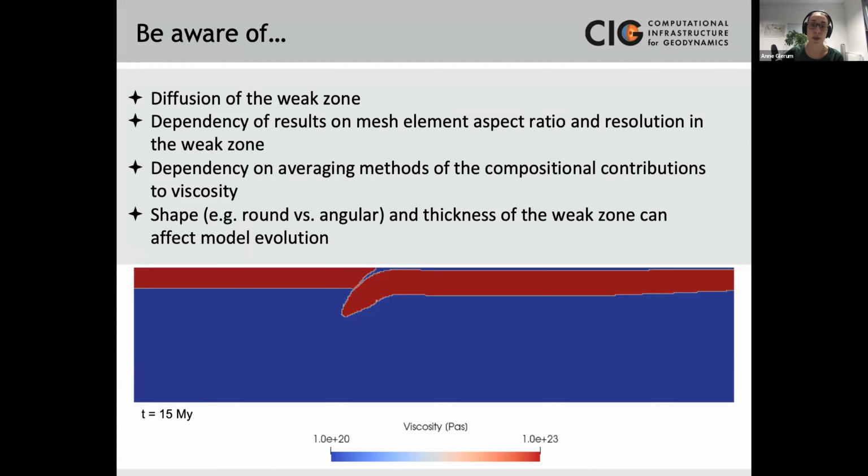And I just have one example. If the weak zone is thinner at a lower resolution, you can see here in the viscosity, it's exactly the same model setup except for a thinner weak zone, that the plates lock in terms of viscosity, so that there's not enough decoupling for the slab to go down, even after 15 million years.